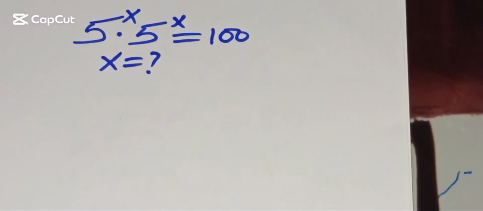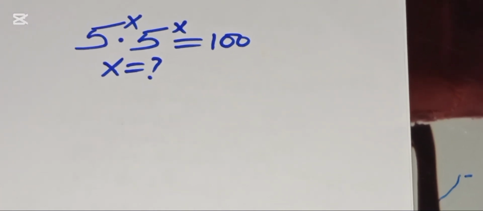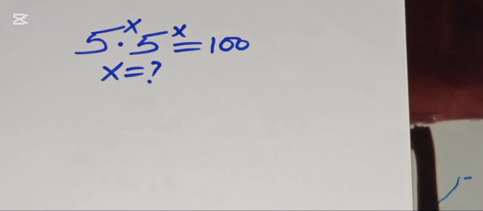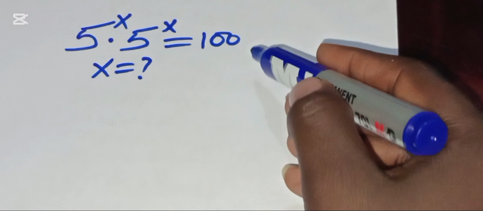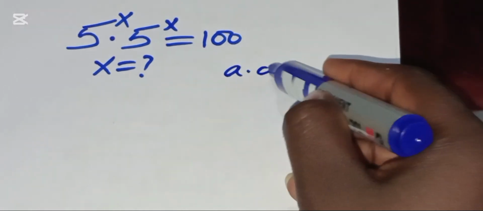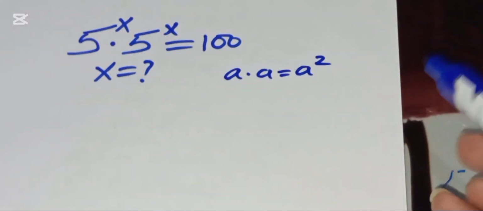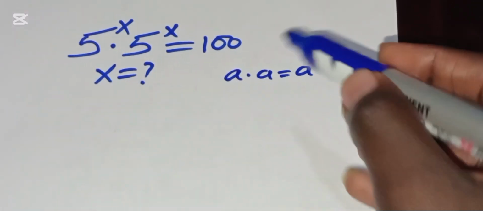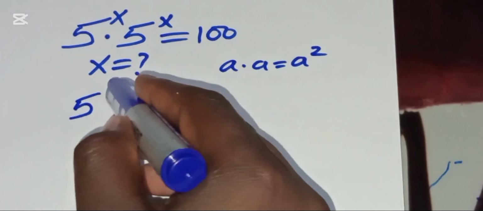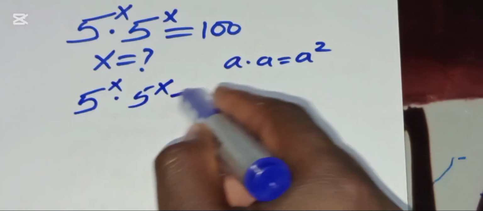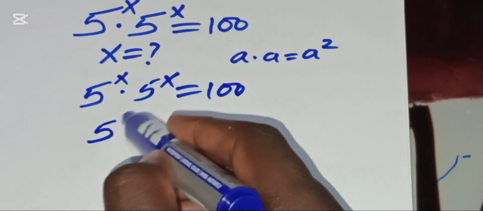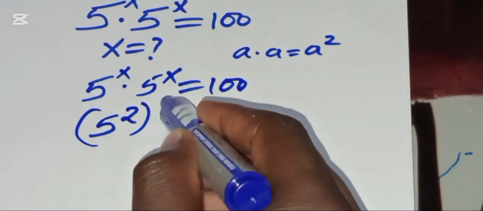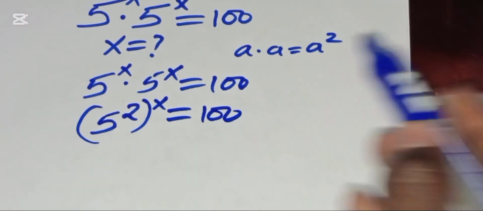Hello everyone, let's present a solution to this nice exponential equation, which is 5 raised to power x multiplied by 5 raised to power x is equal to 100. So 5 raised to power x multiplied by 5 raised to power x is the same thing as a multiplied by a, which is essentially equal to a squared. So from what we have here, 5 raised to power x multiplied by 5 raised to power x is equal to 100, which is the same thing as 5 squared raised to power x equals 100.